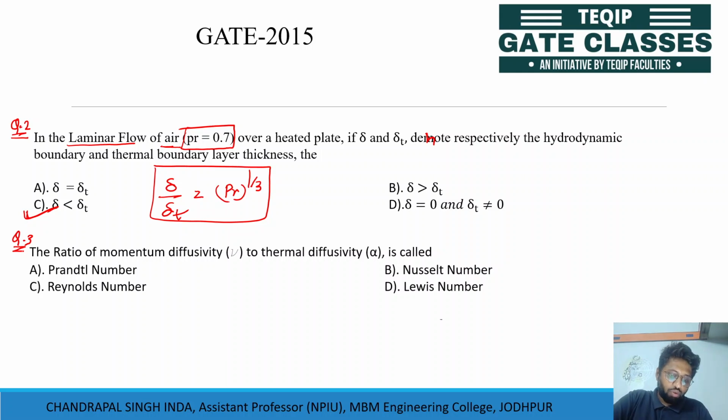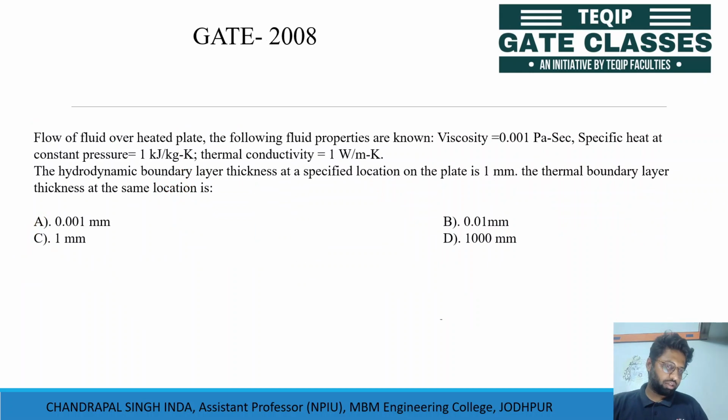Now the ratio of momentum diffusivity to the thermal diffusivity. So the momentum diffusivity, which is the kinematic viscosity nu, to the thermal diffusivity alpha is called as what? So we have studied that it is equal to the Prandtl number. The next question, number 4.